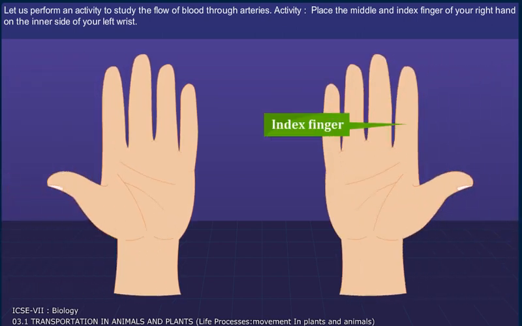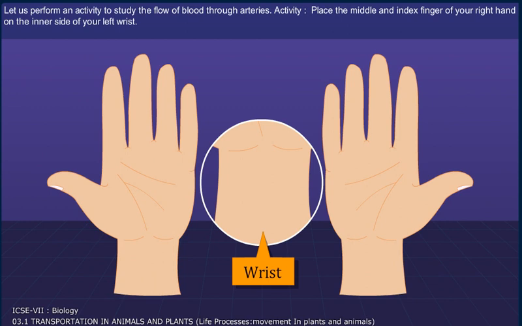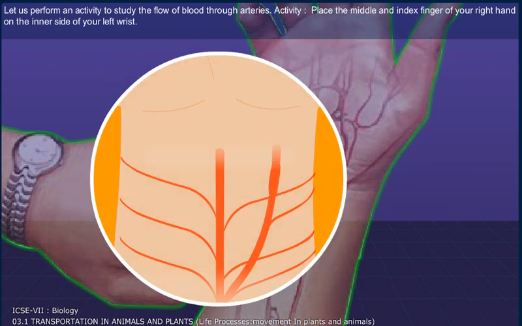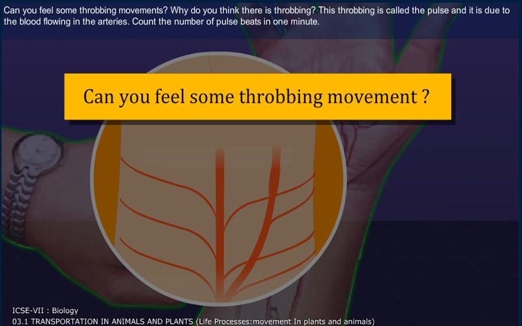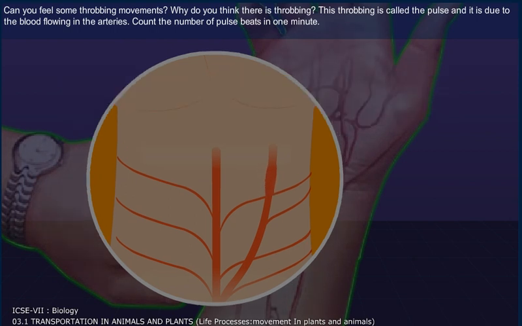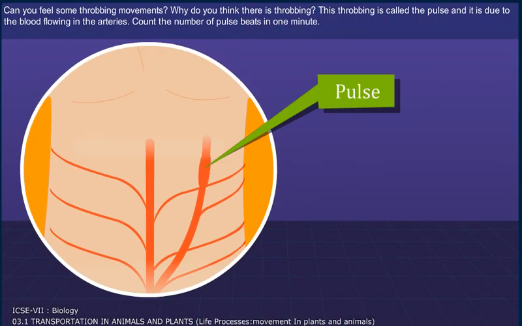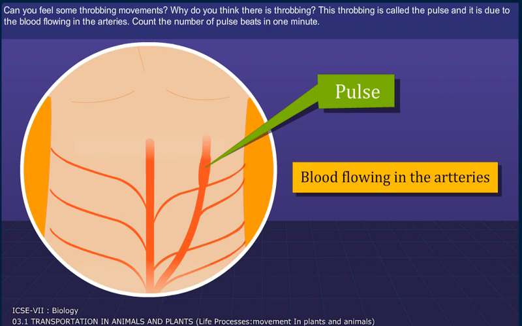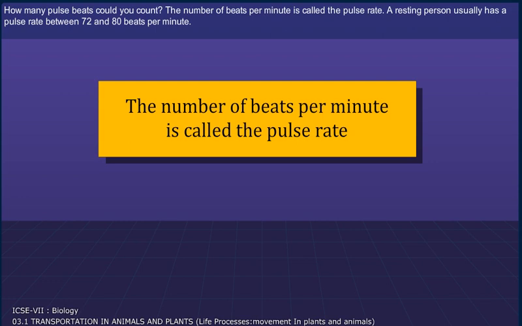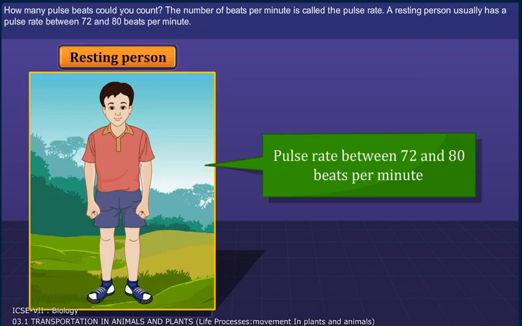Activity. Place the middle and index finger of your right hand on the inner side of your left wrist. Can you feel some throbbing movements? Why do you think there is throbbing? This throbbing is called the pulse, and it is due to the blood flowing in the arteries. Count the number of pulse beats in 1 minute. How many pulse beats could you count? The number of beats per minute is called the pulse rate. A resting person usually has a pulse rate between 72 and 80 beats per minute.